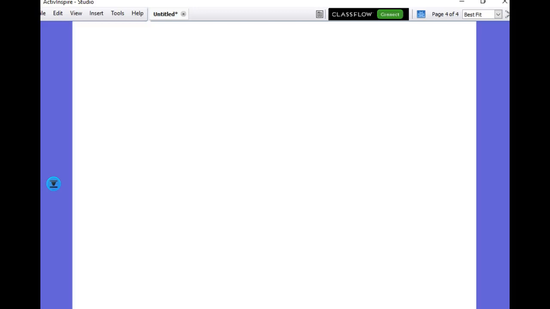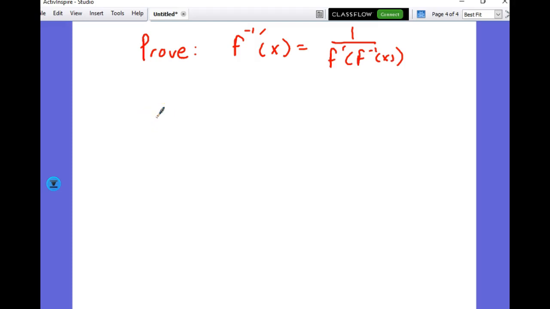So the next thing I want to prove to you guys is that the derivative of f inverse is 1 over f prime of f inverse. Okay, so that's a really funky formula, but honestly I have trouble remembering this formula, and the way that I remember it is I just kind of derive the formula every time. In other words, I figure out what the formula is doing.